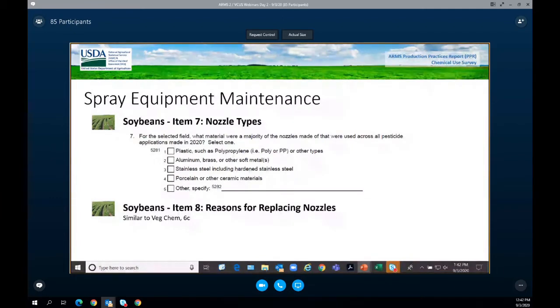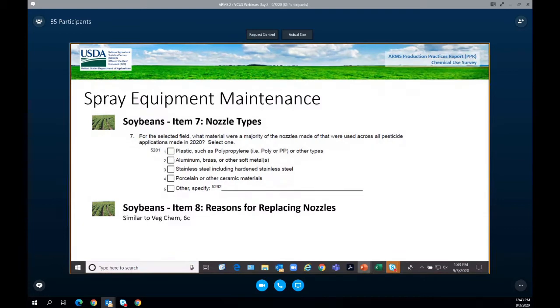So in item 7, we're talking about nozzle types. We already talked about the role of nozzles in controlling droplet size a bit earlier in the presentation. The important thing for you to know is that nozzles, just like anything else, can get old. And when they get old, they don't work as well. For instance, if you've got a ceramic nozzle, which gets old, you typically see an increased flow rate. And that can have some ramifications for drift and off-target movement. So that's why we're asking about the material that the nozzle is made from.